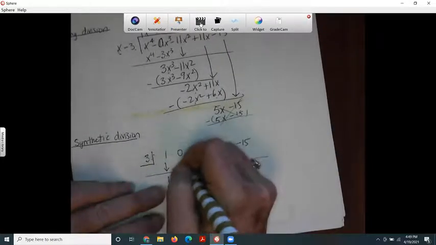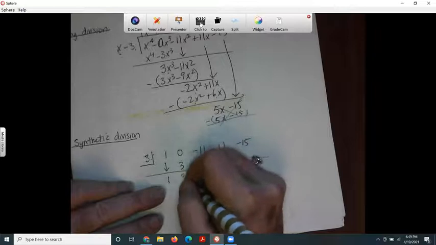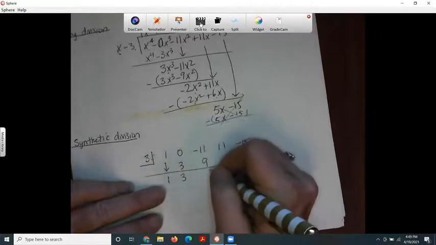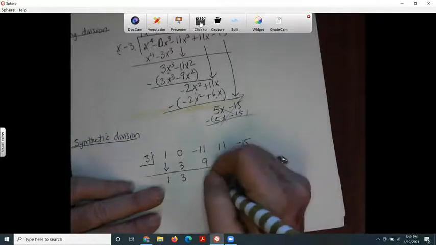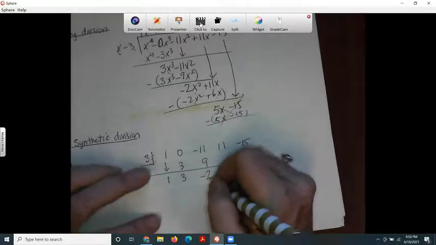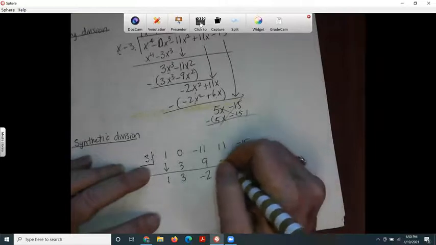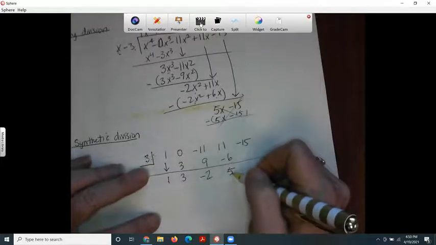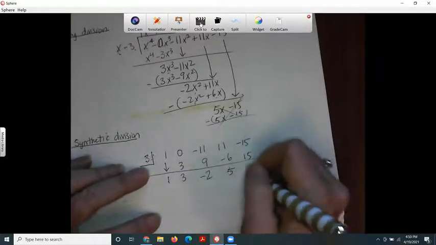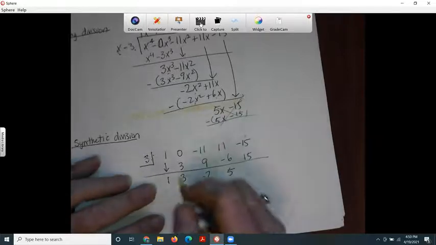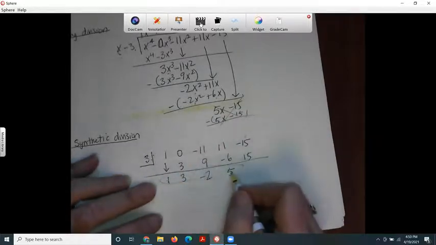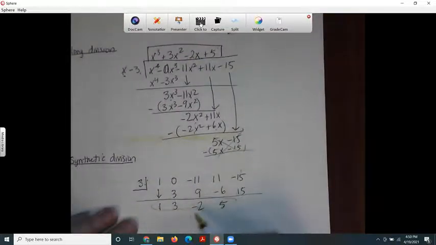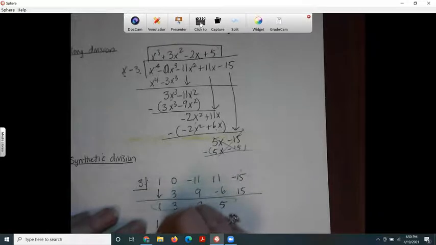3 times 3 is 9. Now add. I think it's negative 2. 3 times negative 2 is negative 6, then add. 3 times 5 is 15, and then add, and I get 0. So there's no remainder. And so these 4 numbers right here are the coefficients on, like you started out with a quartic, so you're going to go down by 1 degree. So now these are the coefficients of your cubic. So this will be 1x cubed plus 3x squared minus 2x plus 5.